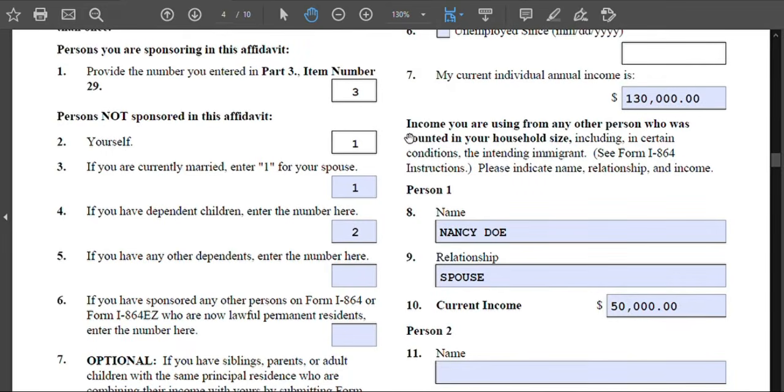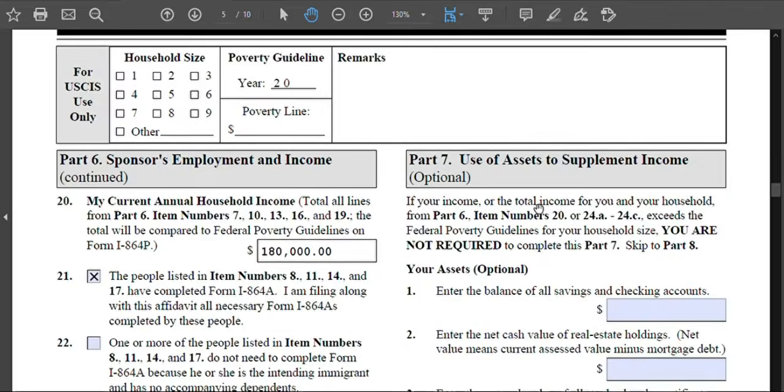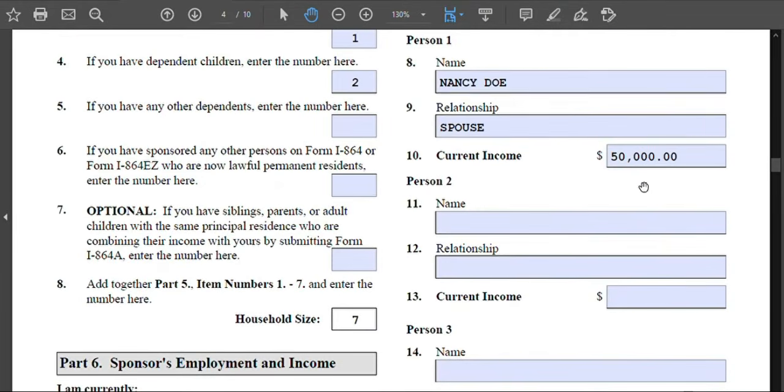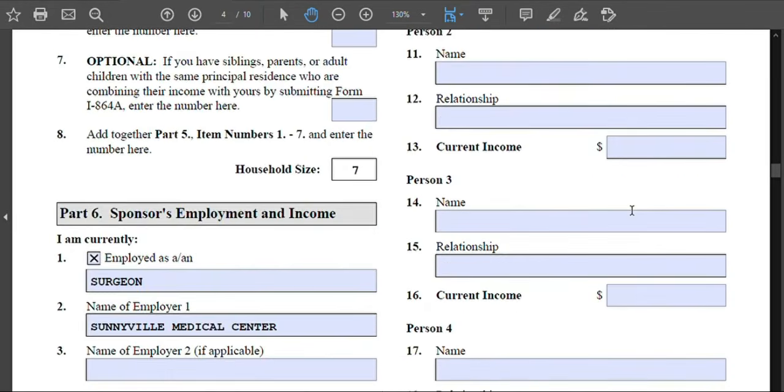In our case, the joint sponsor will be using income of their spouse to support the intending immigrants. So here under person 1, we wrote the joint sponsor's spouse and her current income. The way we calculated it is the same way we calculated it for the joint sponsor over here. Moving on. So in this next page, part 6, question 20, it is asking us to include the total annual household income. And in the Adobe program, it will calculate it for you, including anybody's income that you have indicated in the previous parts. Moving on.